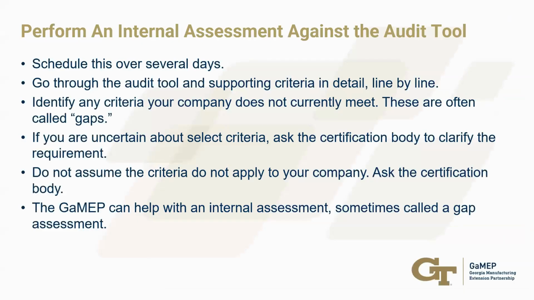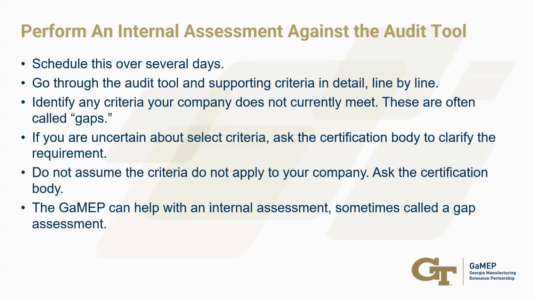After you've gotten your audit tool and you've selected your certification body, you'll want to perform an internal assessment of yourself against the audit tool. This is sometimes called a gap assessment. Schedule this over several days with an audit team where you can. Go through the tool line by line, or the audit criteria line by line, and identify any areas where your company currently doesn't comply. These are often called gaps. If you don't understand the criteria, you can ask your certification body to clarify what the requirement means.